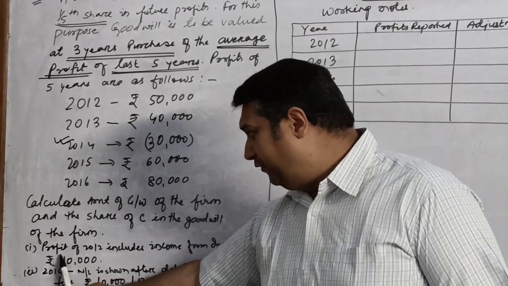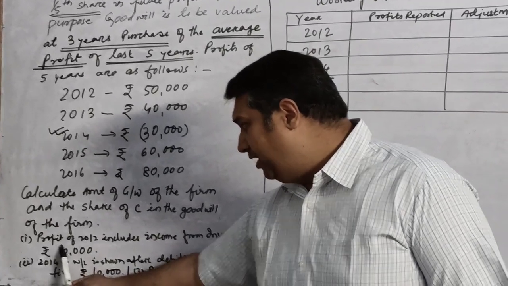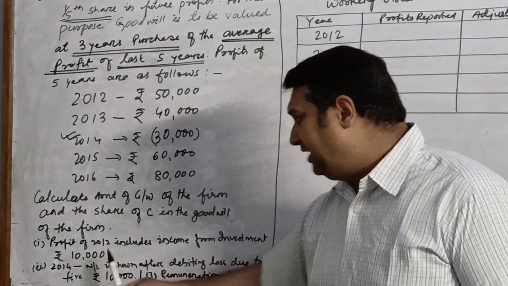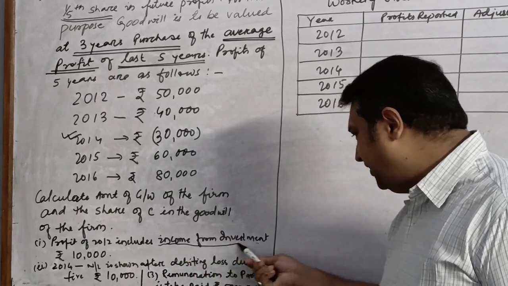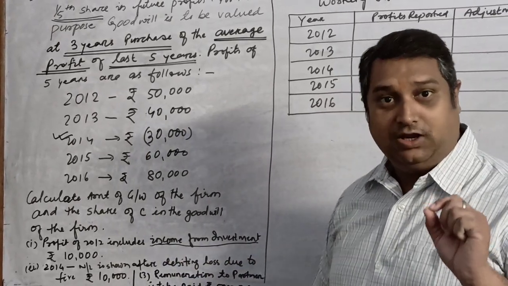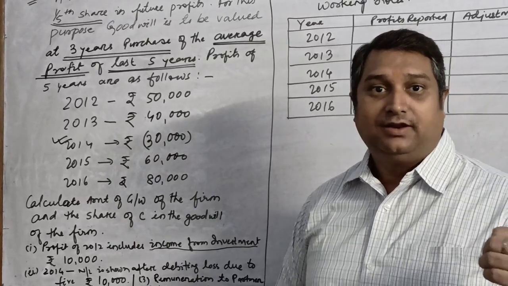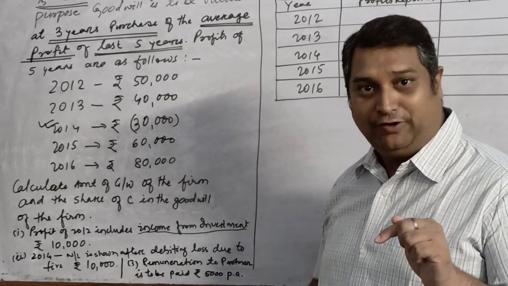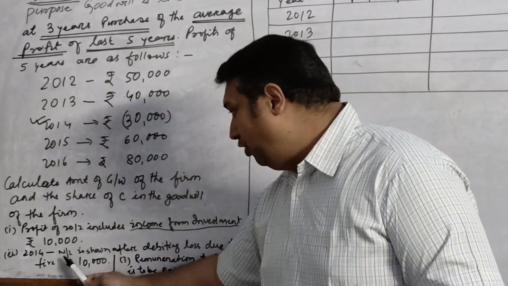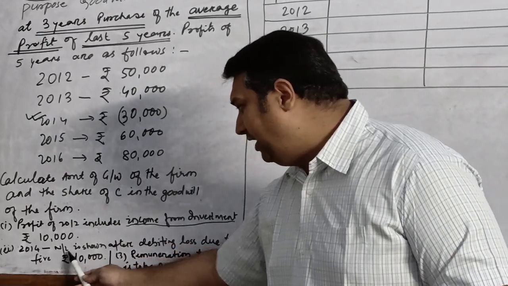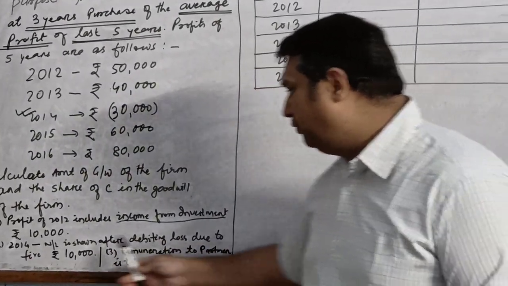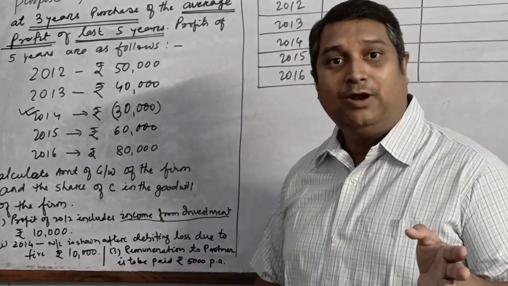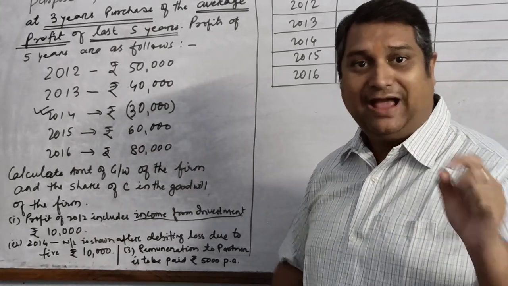If you can see, the first adjustment which has been added is: profit of the year 2012 includes income from investment, rupees 10,000. Now children, income from investment is an abnormal income, and as discussed just now, if there is an abnormal income, you are supposed to deduct it from the profit of that particular year. The second adjustment is that the 2014 net loss is shown after debiting loss due to fire, rupees 10,000. So it's an abnormal loss, and abnormal losses, as discussed previously, will be added back to the profit of that particular year.